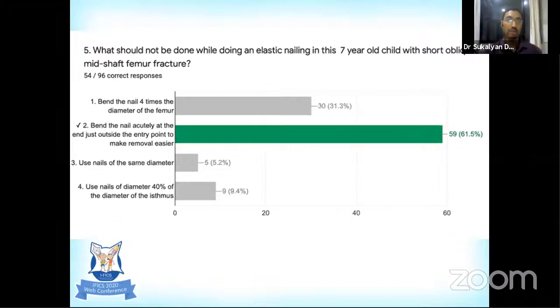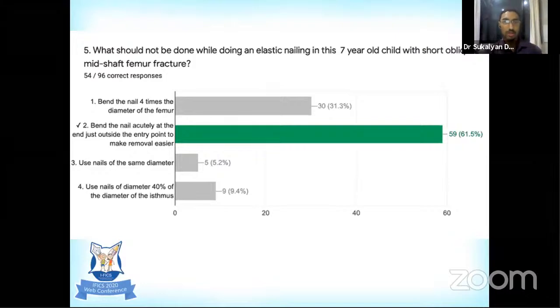Number five, what should not be done while doing an elastic nailing in this 7-8-year-old child with short oblique mid-shaft femur fracture? Number one, bend the nail 4 times the diameter of the femur. Number two, bend the nail acutely at the ends just outside the entry point to make the removal easier. Number three, use nails of the same diameter. And number four, use nails of the diameter 40% of the diameter of the isthmus.